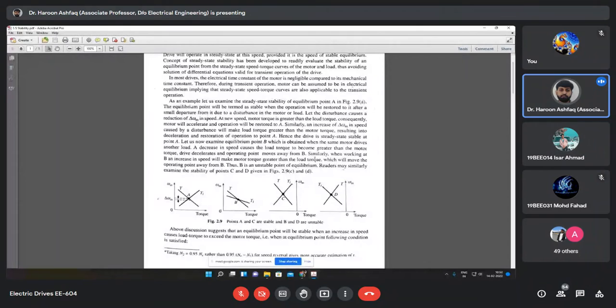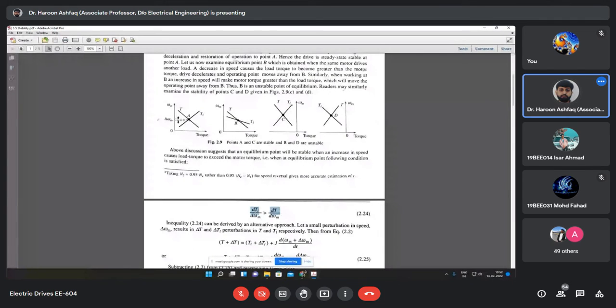ठीक है, तो ये मैं आपको उस पर रख दूंगा. I will be uploading it on the classroom. You can go through it, and the very same theory is given, that why A is stable, B is unstable, C is stable and D is, based on this very same relationship that is derived from the basic equation of the motor-load system, the mechanical equation of a motor-load system in terms of speed and torque.